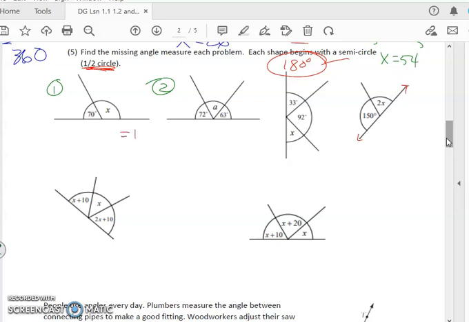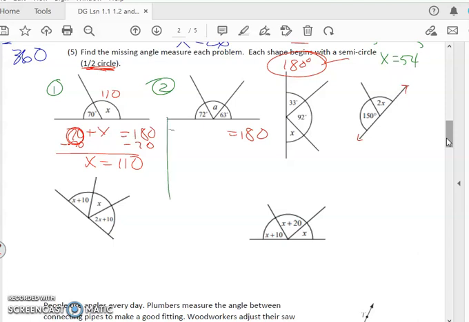All right, so for both of these, I'm going to set them equal to 180, since it's a half circle. So I have two angles for problem 1, 70 and x. I'm going to add those together, and I'm going to solve for x. I'm going to subtract 70 from both sides to create a 0 on the left side. So x is equal to 110 degrees. So 70 and 110 added together is 180.